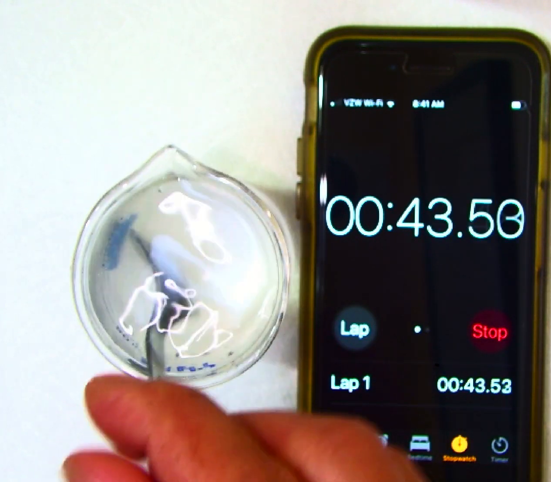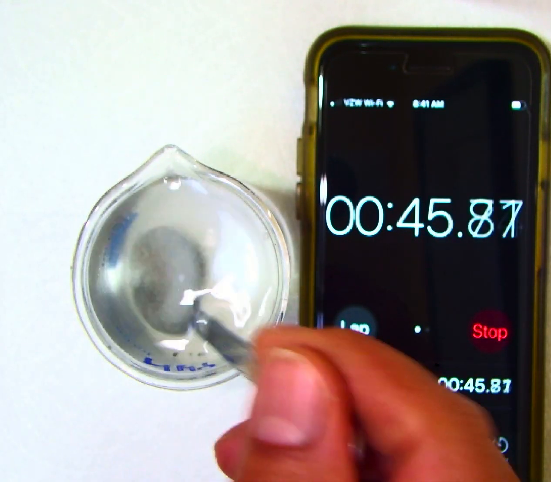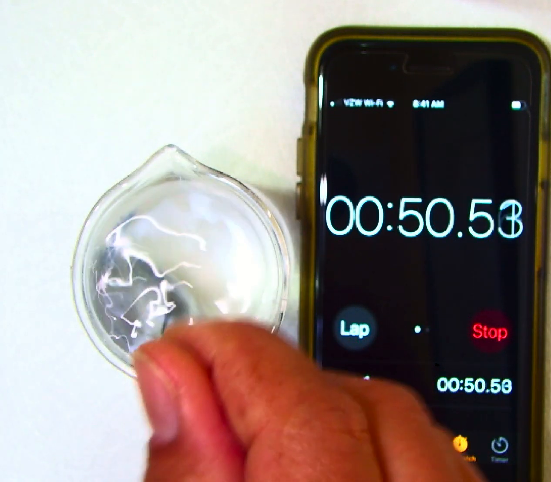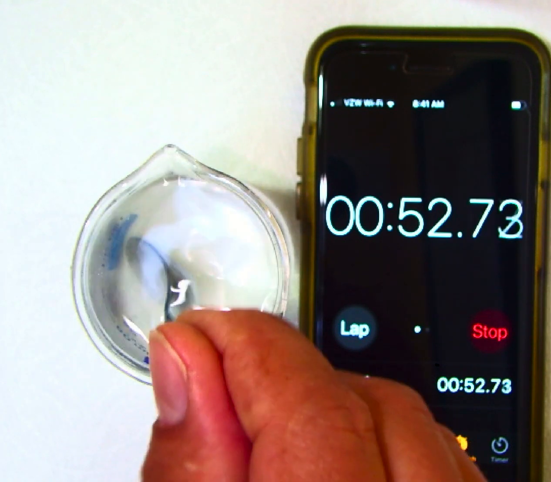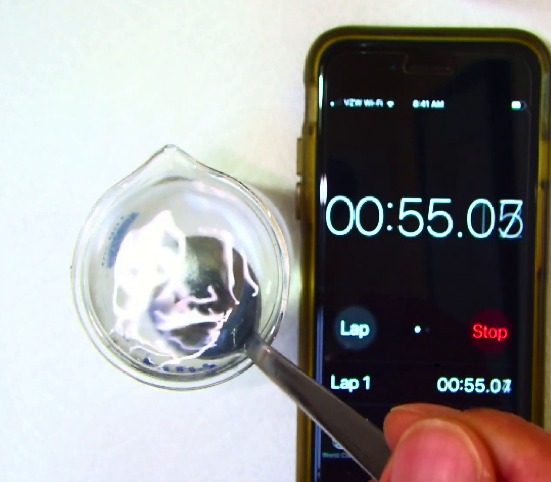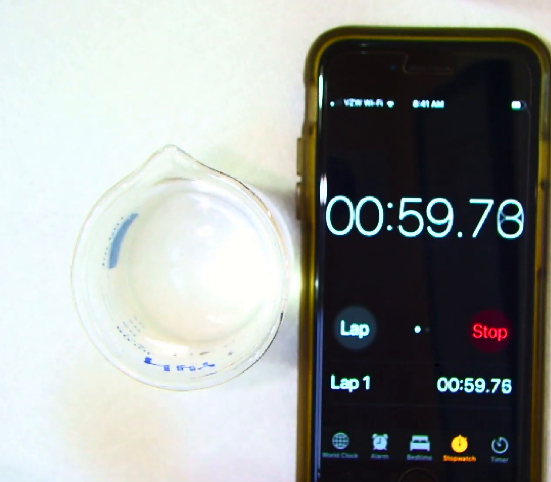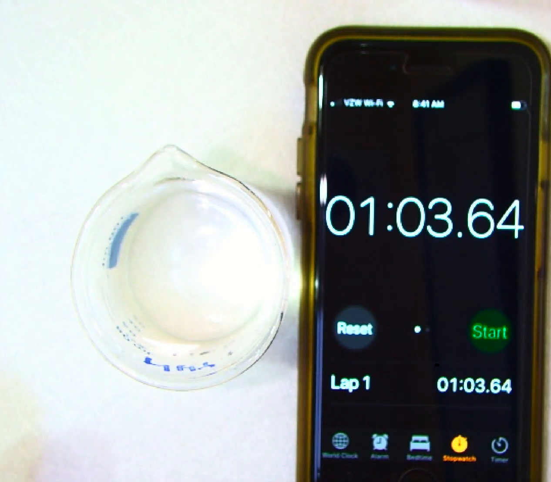The timer's still going. And there's a few crystals there, but they're pretty much dissolved now. We'll stop here. So our first temperature was 6.6 degrees centigrade, and it took a little over a minute, 1 minute 3 seconds. You'd want to record that for your first data point.